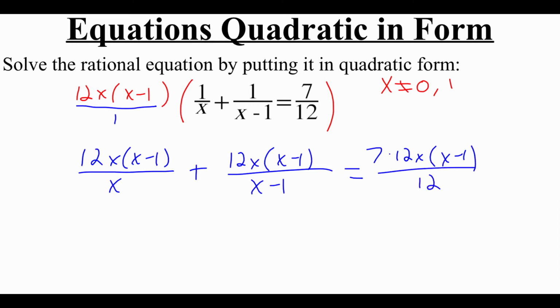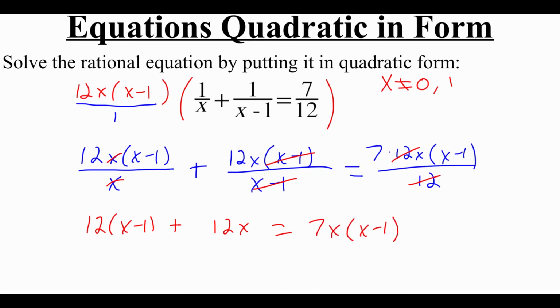Now we're actually going to be able to do a little bit of canceling in here to get rid of these fractions. So as we look at this first fraction with the x on top and on bottom, those are going to cancel each other out. So then we would just have 12 times the x minus 1. Now if we look at our second fraction, we've got this x minus 1 on top and on bottom, so those are going to cancel each other out. So then we've just got the 12x left over. And then if we look at our fraction on the right hand side with that 12 on top and bottom, those are going to cancel each other out. So we've got the 7, the x, and the x minus 1.